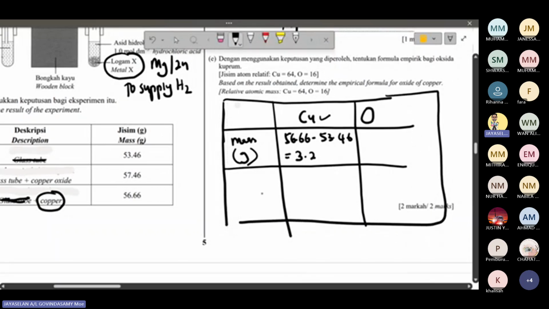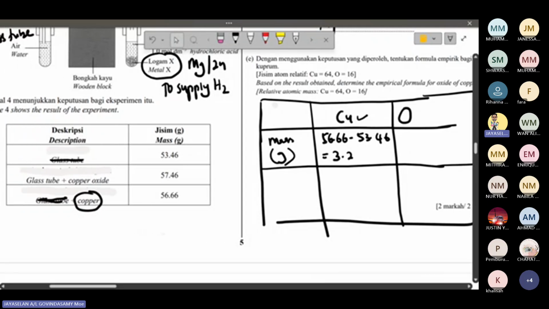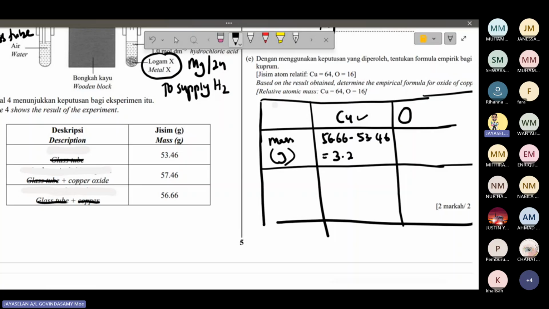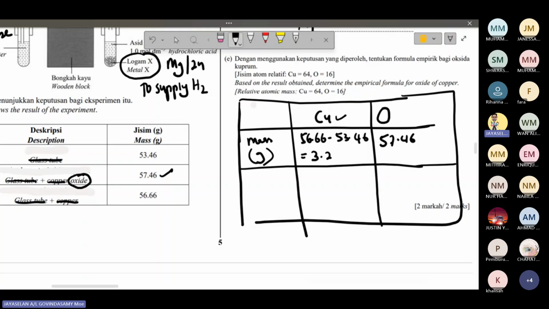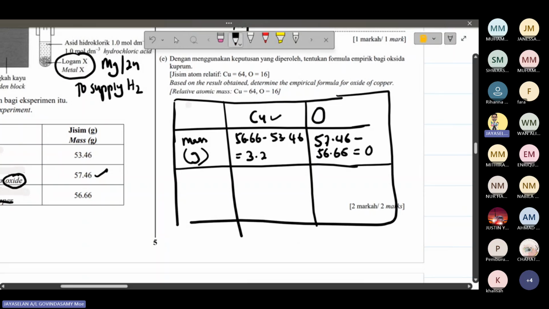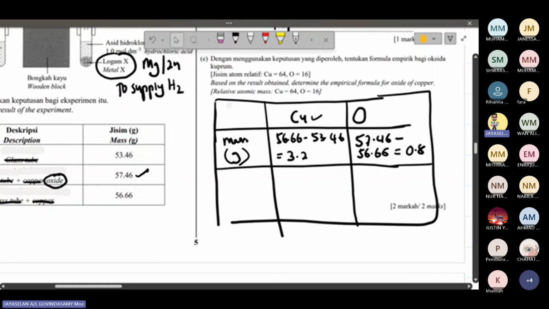Now I do for oxygen. Tengok cara nak buat oxygen. Main potong je, senang. Glass tube cancel, copper cancel. Oxide. So you want to find the oxide one. You take 57.46, which is this one, minus 56.66. So you try to find the answer. Anyone? 0.8. You guys will get 0.8. So you already find the answer.